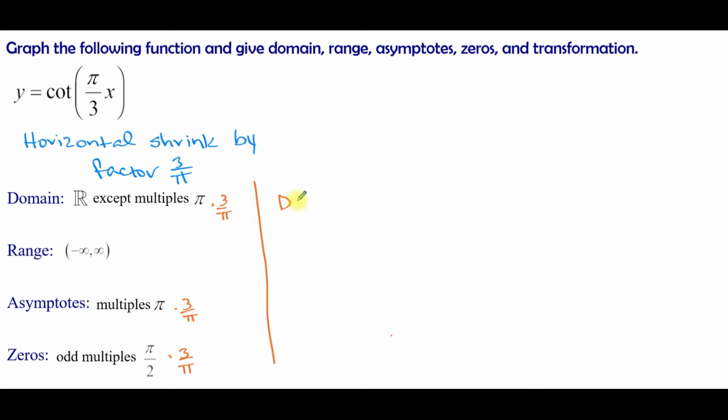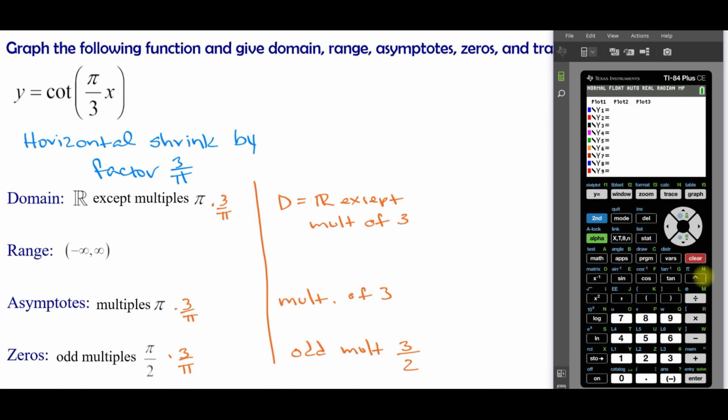So my new domain is going to be all real numbers except multiples of 3. So my asymptotes are going to be at all multiples of 3. And then my zeros are going to be at odd multiples of 3/2. Remember, in your calculator here with cotangent, I would graph it as cosine over sine. So just do cosine of pi x over 3 divided by sine pi x over 3.